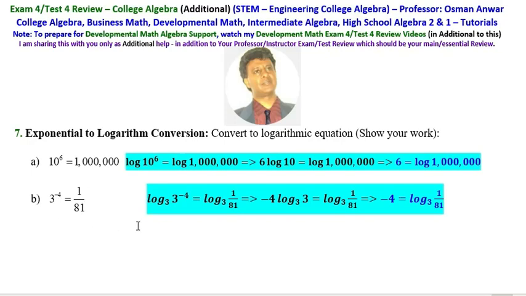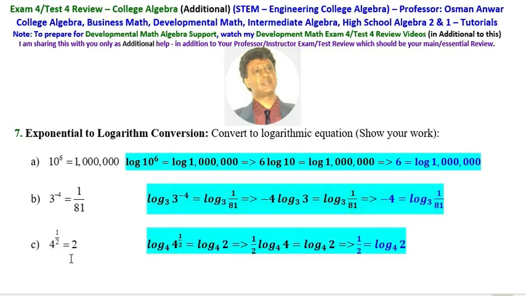Then 3 to the minus 4 equals 1 over 81. Take log base 3 of both sides, the base is 3. That is log base 3, 3 to the minus 4 equals log base 3 of 1 over 81. Bring the minus 4 down, that is minus 4 log base 3, 3 equals log base 3 of 1 over 81. Log base 3, 3 is 1, that is minus 4 equals log base 3 of 1 over 81.